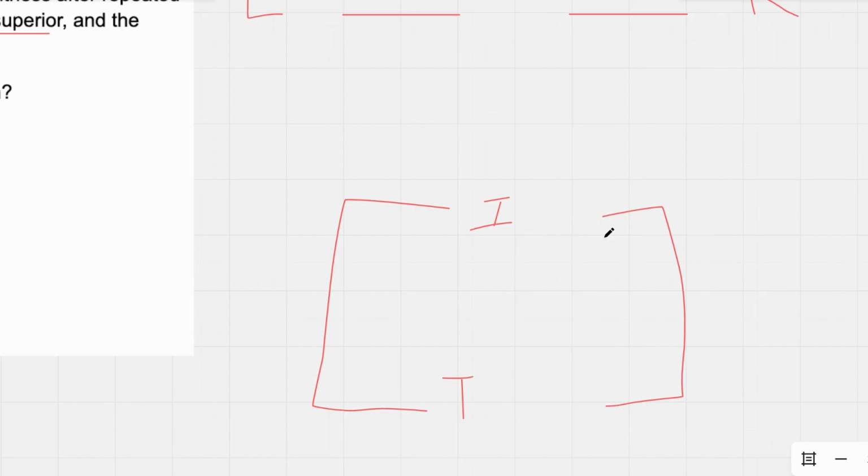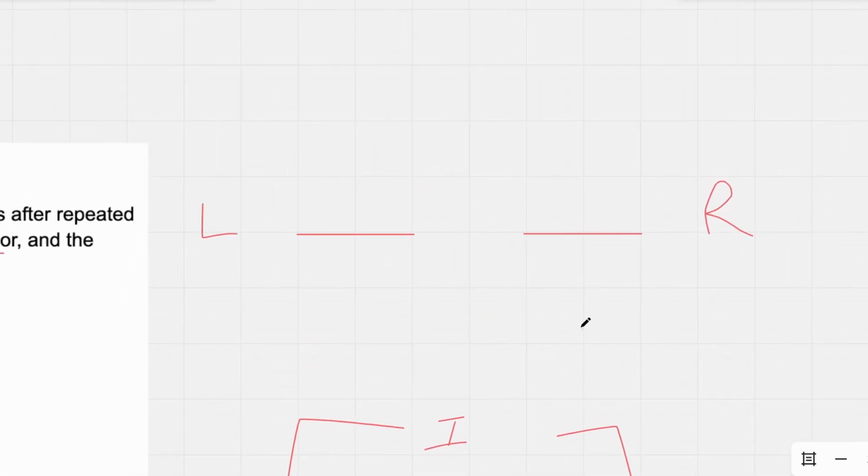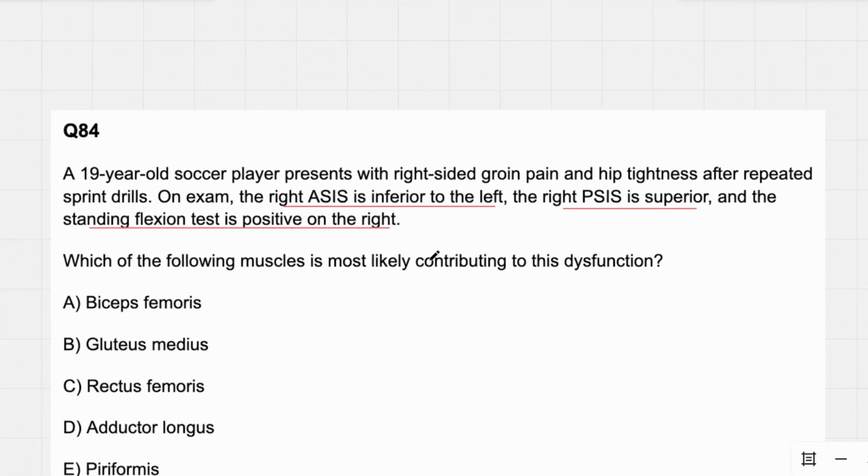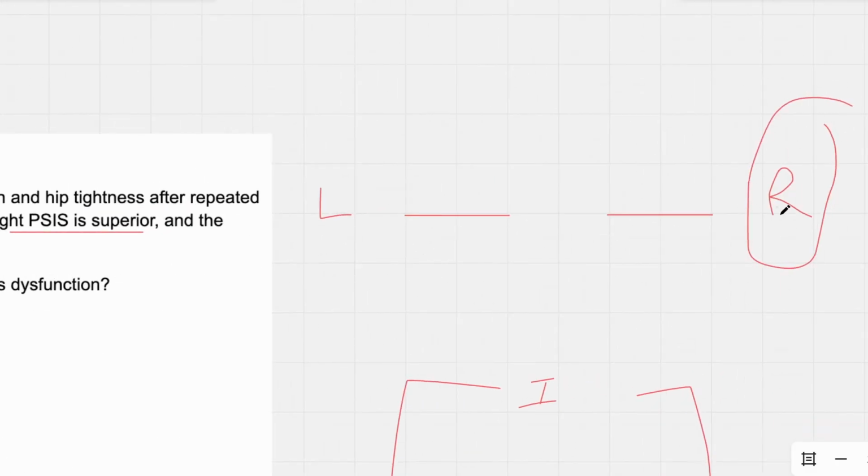Now make this parallel. Take your hands and just turn them 90 degrees. When you're looking at them, your index fingers are hidden behind your thumbs. This is how I want you to imagine the innominates normally. First things first, know what side the standing flexion test is positive on, because that's the side that is dysfunctional. They also kind of hinted at it with the right-sided groin and hip pain, but this is a right standing flexion test, so this is the prodigal son.